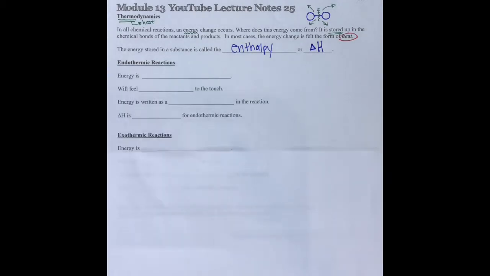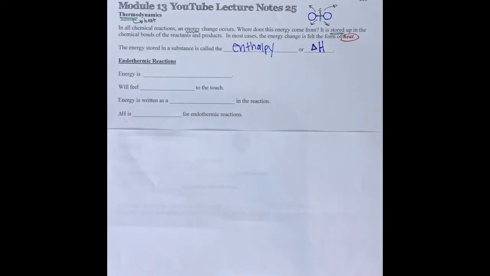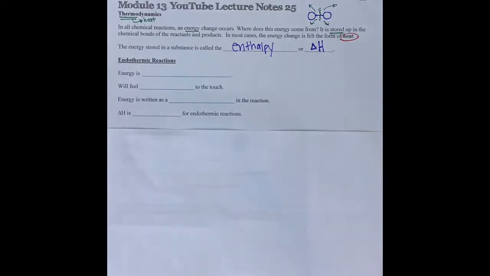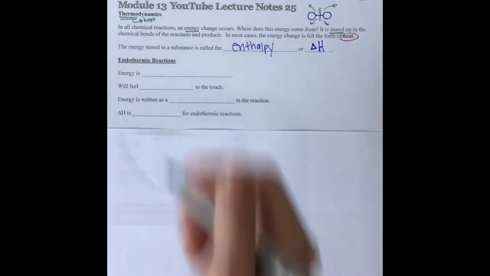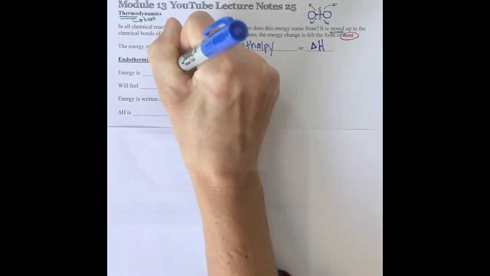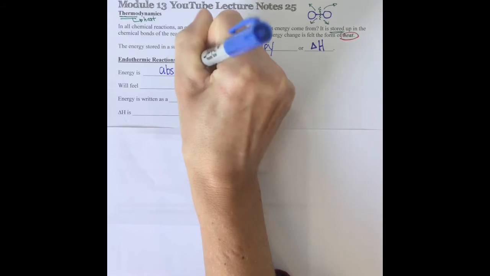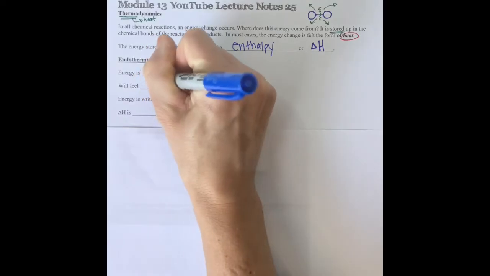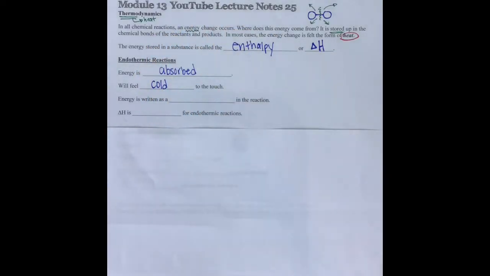We have two types of reactions, and we've talked about this a little bit. One is called an endothermic reaction, and the other is an exothermic reaction. In an endothermic reaction, energy is absorbed. And so you will often feel cold to the touch for this type of reaction.